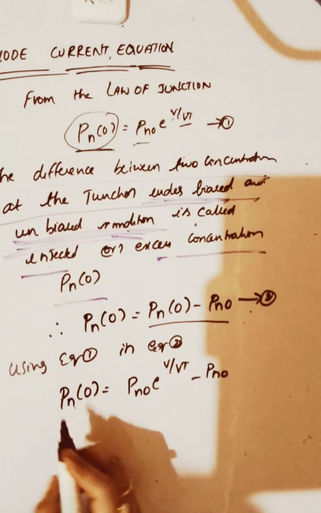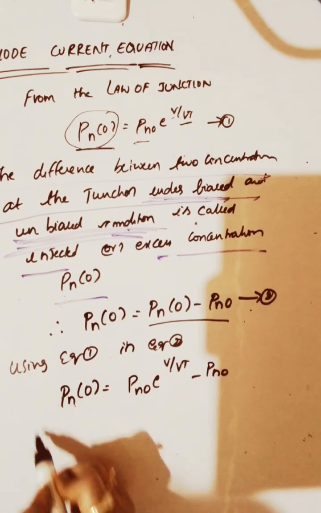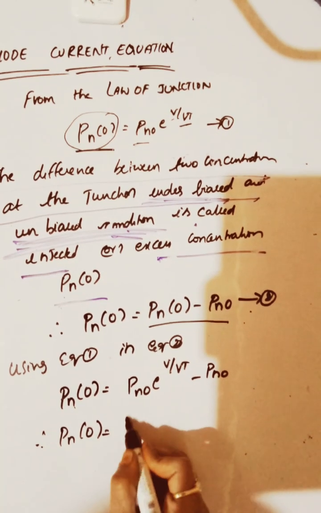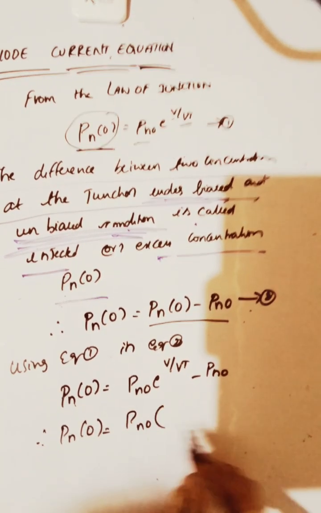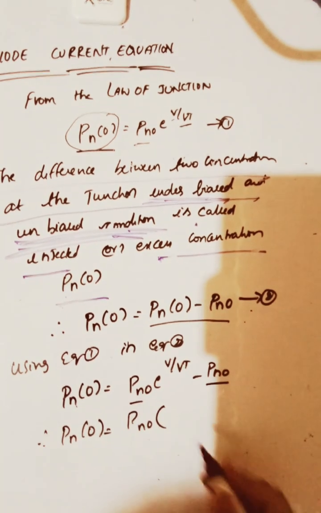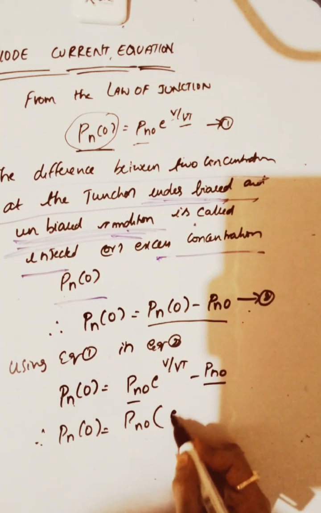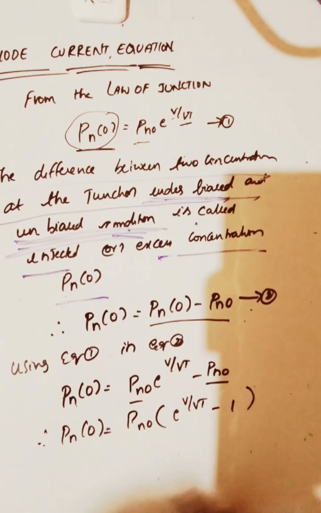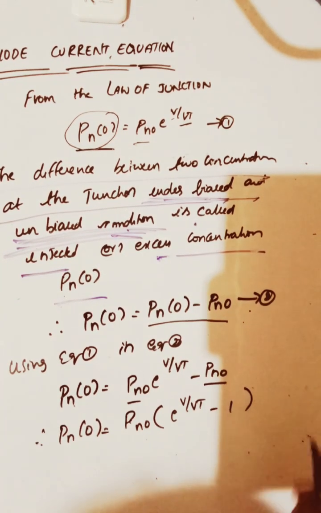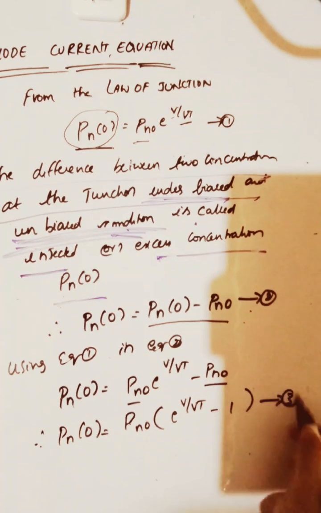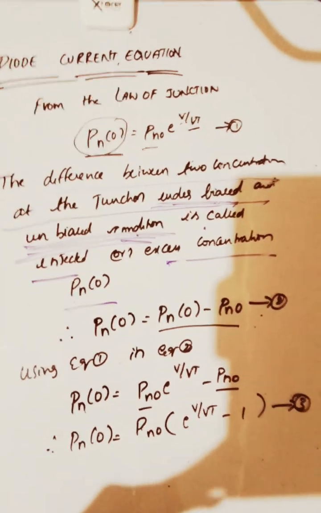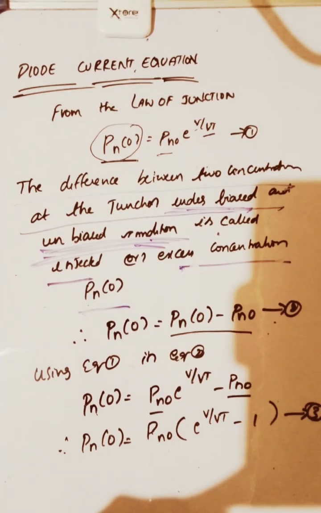Now what we will get? Therefore Pn of 0 is equal to Pn naught e to the power of V by Vt, I am taking common out, minus 1. This is equation number 3.